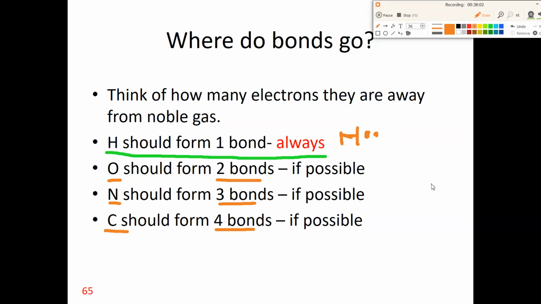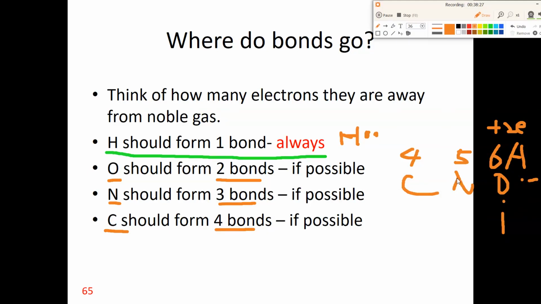This just depends on the group: carbon, nitrogen, and oxygen are groups 4, 5, and 6A. Because octet means 8, oxygen has 6 electrons and needs 2 extra to satisfy the octet, so it can form 2 shared bonds. Similarly, nitrogen has 5 and needs 3 to satisfy the octet. Carbon needs 4 to satisfy the octet. That's why carbon can form 4 bonds, nitrogen can form 3 bonds, and so on. The same goes for oxygen.